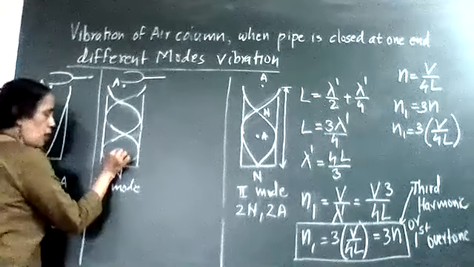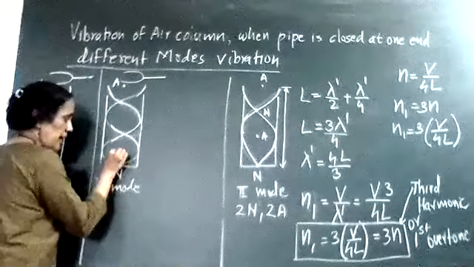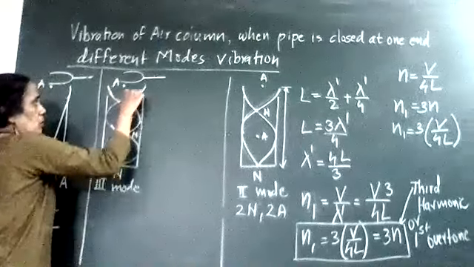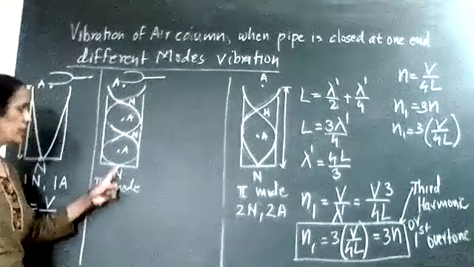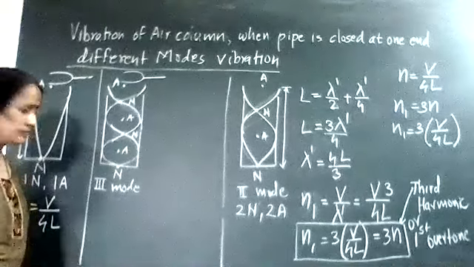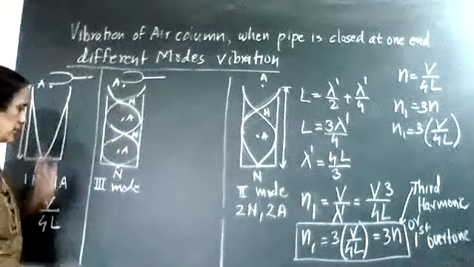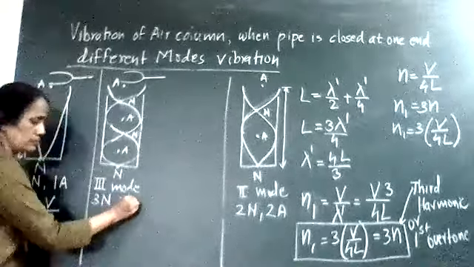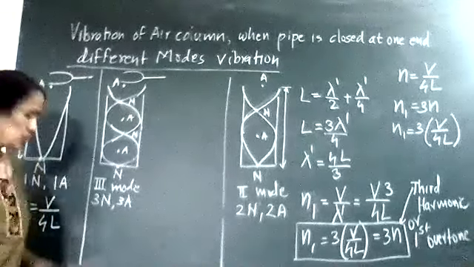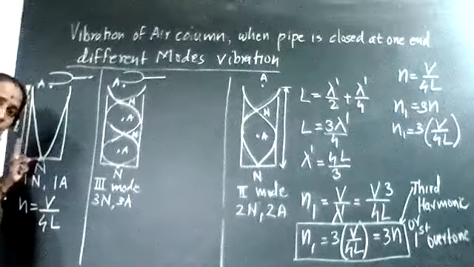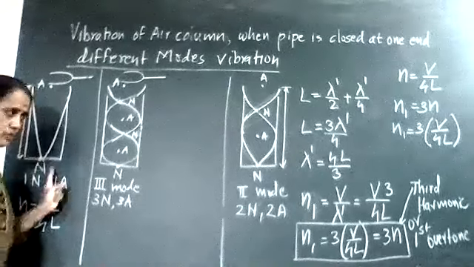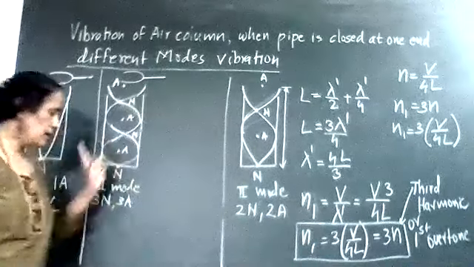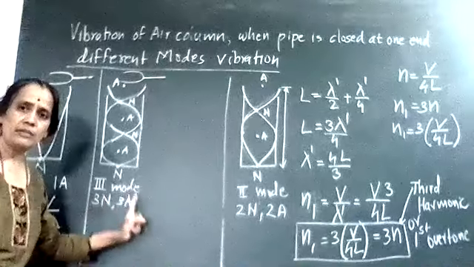So now, how many nodes? Node, maximum amplitude, antinode, again node, antinode. See how many nodes are formed? How many antinodes are formed? Nodes 1, 2, 3. So 3 nodes, and if you look carefully at the diagram, 3 antinodes will get formed. So see here the equivalence. Fundamental frequency: 1 node, 1 antinode. Second mode: 2 nodes, 2 antinodes. Third mode of vibration: 3 nodes, 3 antinodes.